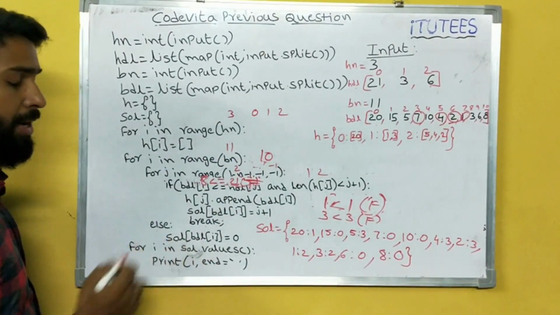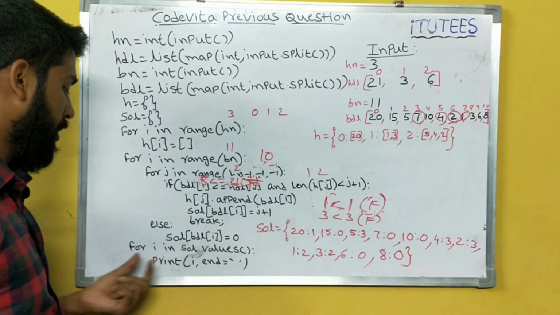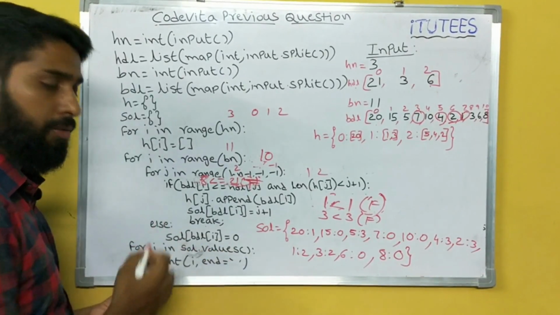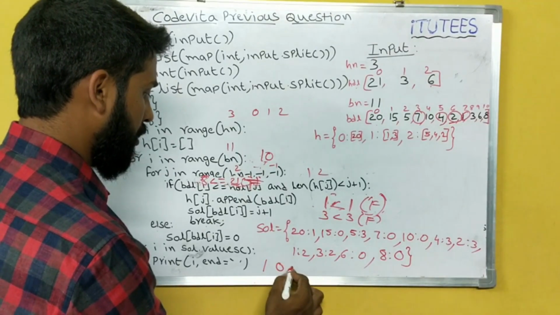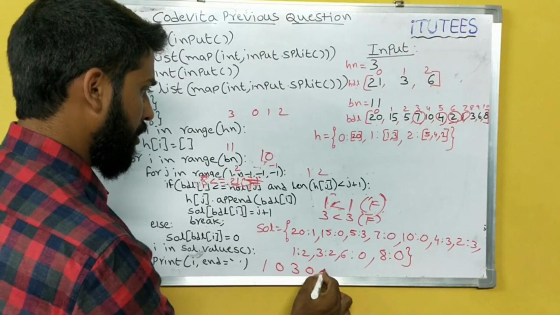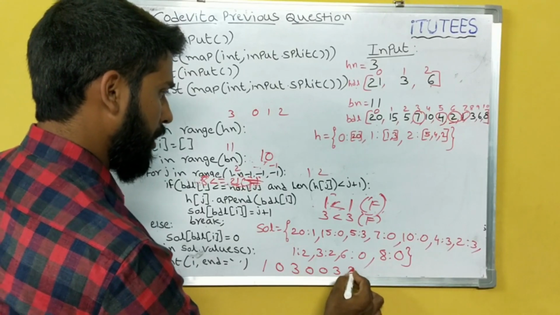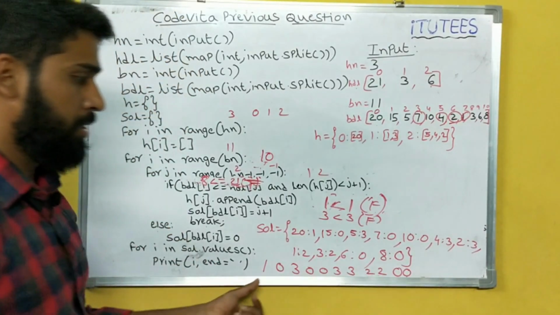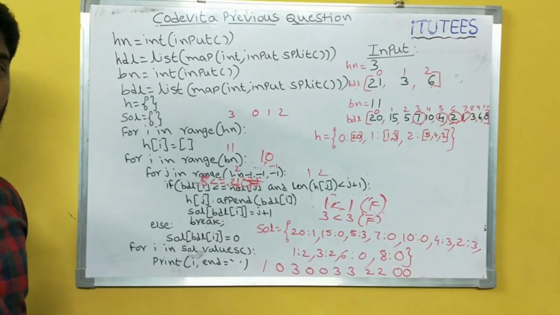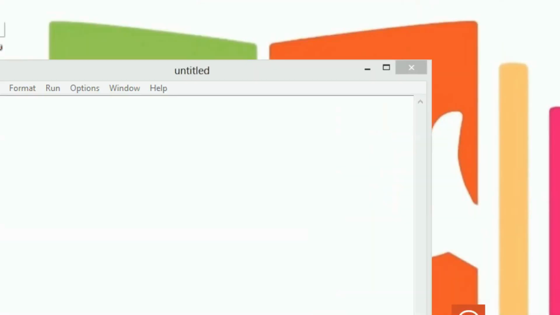So print I comma I of, for I in SOL dot values. What is the SOL dot values? 1 0 3 0 0 3 3 2 2 0 0. That's it. So this is the expected output. Now we are going to see the program.